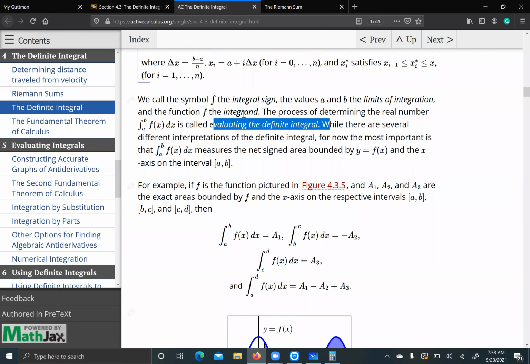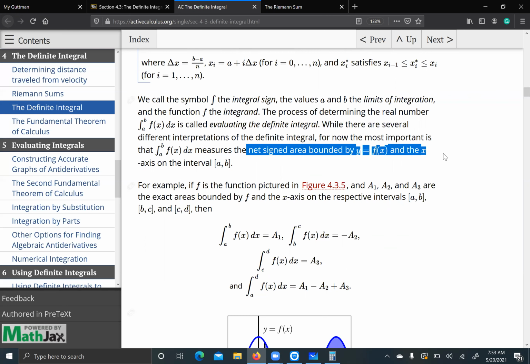Yes, there are many interpretations of the integral, but for now, we just focus on the meaning of area. But now we look at this as a measurement, that this measures the net signed area bounded by the function and the x-axis on the interval from a to b.